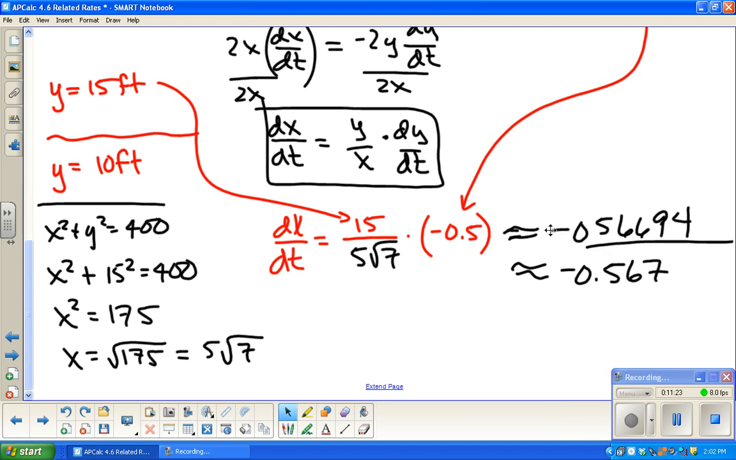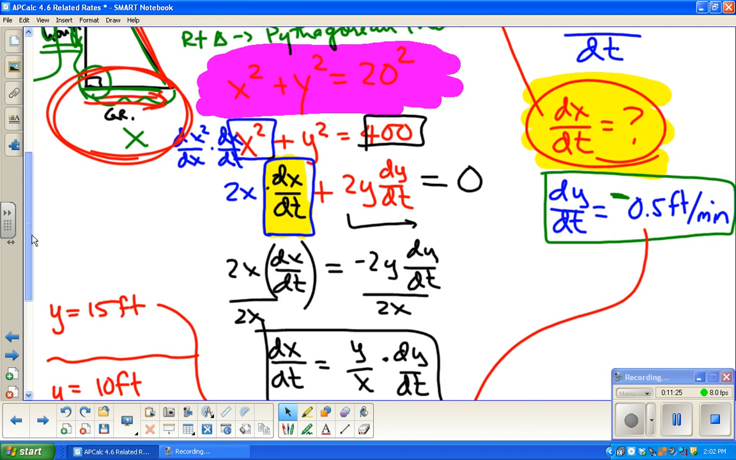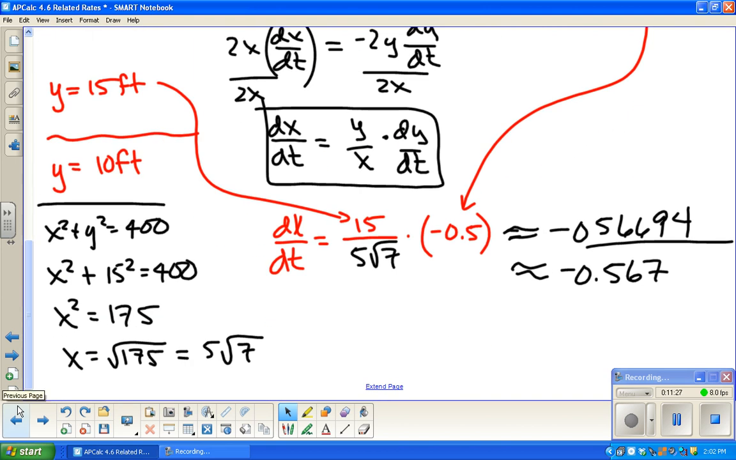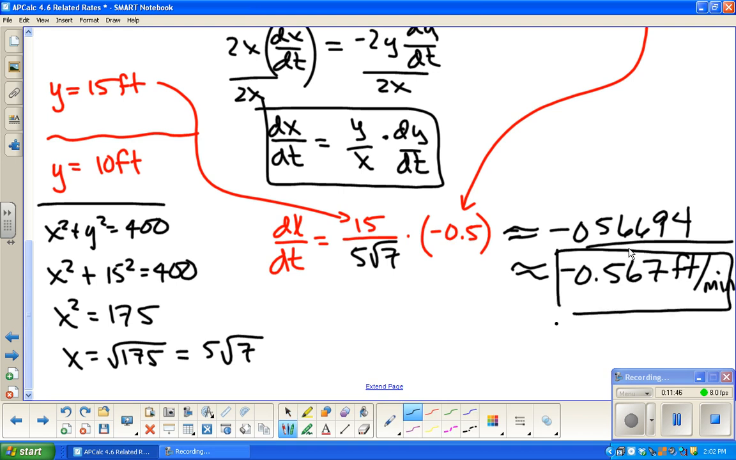Okay, one other quick little note here. This was in feet per minute, and this is also a velocity. So I'm going to do this in, you guessed it, feet per minute. Okay, so units are a big deal. Okay, so that's one of them. That's the one answer when the height is 15.